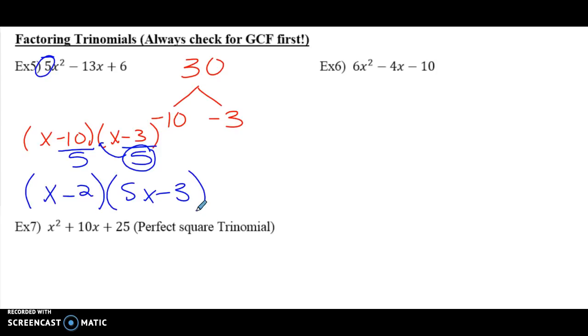This is not solving. You don't have to set them equal to 0. We're just factoring. Okay, number 6. What's the GCF of 6, 4, and 10? 2. You have to do that, or this doesn't come out right. So factor out a 2. That leaves behind 3x squared minus 2x minus 5.